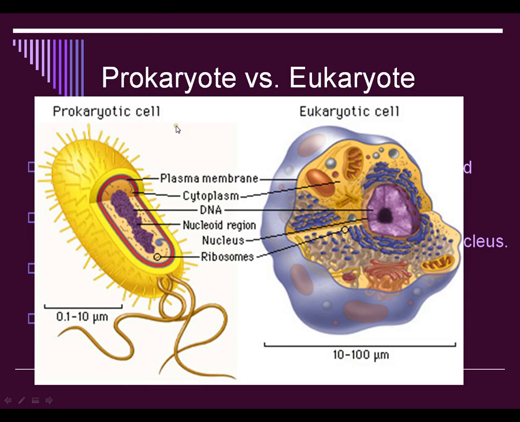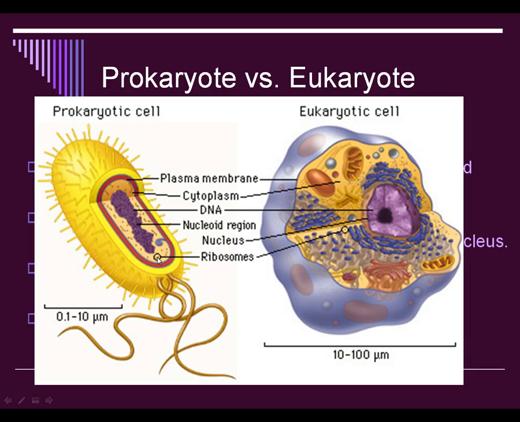So here are some of the basic differences. Now, I want you to notice the scale at the bottom. This one is 0.1 to 10 micrometers in size. This one is 10 to 100 micrometers. So the smallest eukaryotic cell is the same size as the largest bacteria. So bacteria are much smaller.